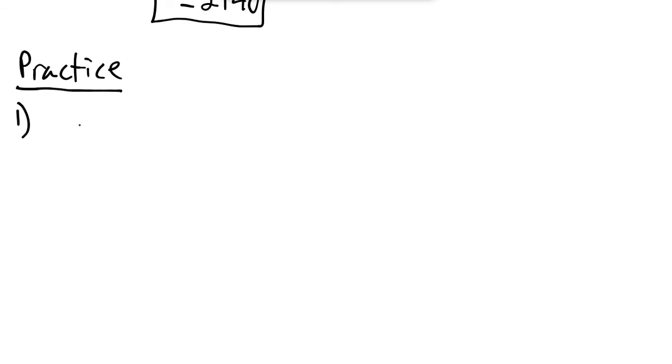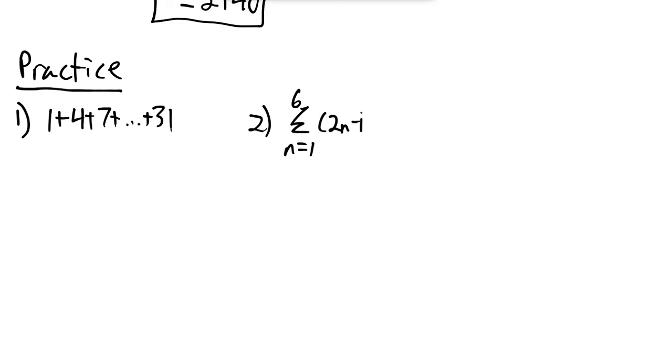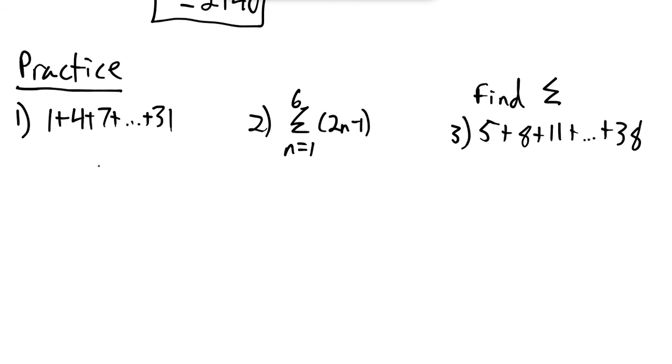I want you to sum up using that equation. Let's say you have 1 plus 4 plus 7 all the way up to 31. Figure out what this will be equal to. And then I want you to find how we'd write this using that notation. So go ahead and pause the video, do these 3 problems, and we'll go back and work through them once you come back. Make sure you're doing these.